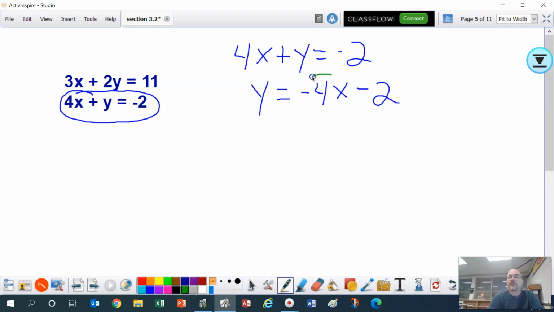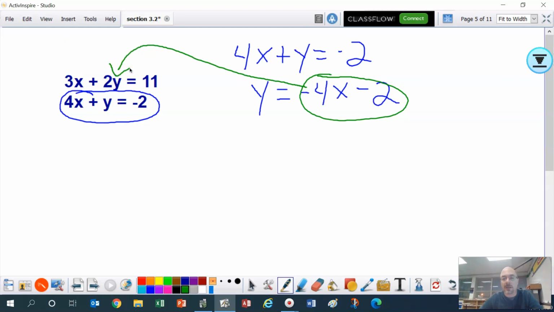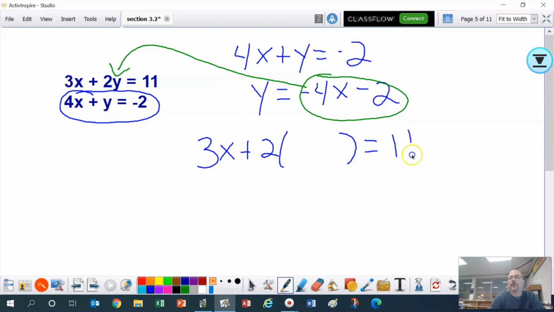I'm going to take this expression and plug it in here. Again, if I'm going way too fast, hit the pause button. I'm going to replace that y with negative 4x minus 2. All right, let's see what happens here, folks. I'm going to do my algebra. Whoops, that's not going to be a 6. That's going to be a minus 8x. And that's going to be a plus negative 4, or minus 4.